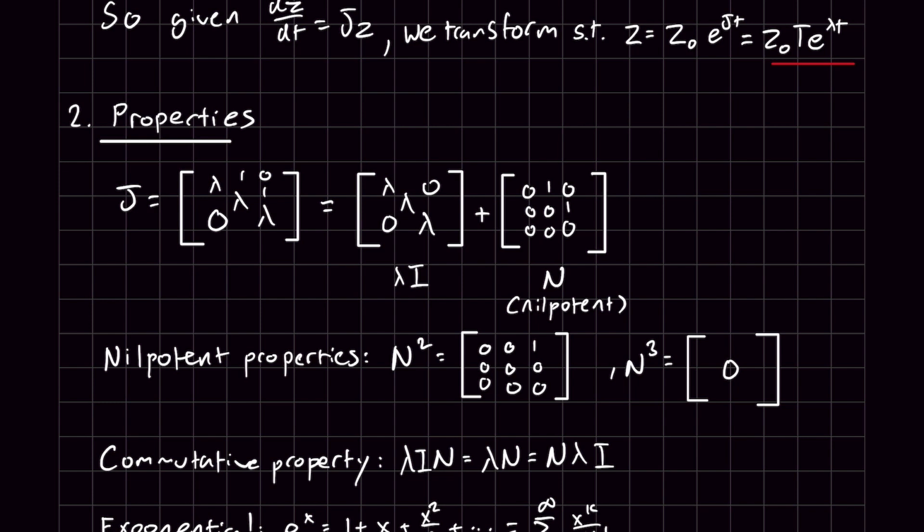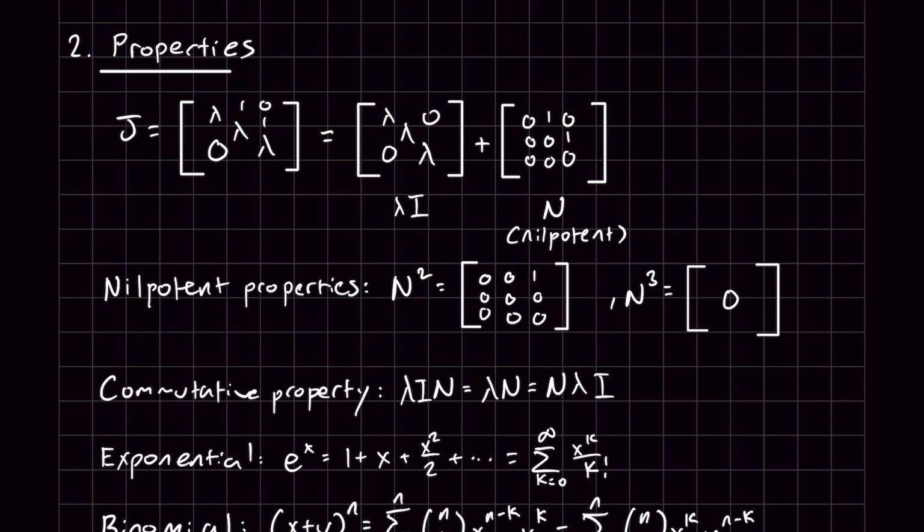So if you have n to the 0, it's going to be an identity matrix, right? N to the 0 is 1 because anything to the 0 is 1, so you have the identity matrix. n is going to be this, and then n to the 2 is this.